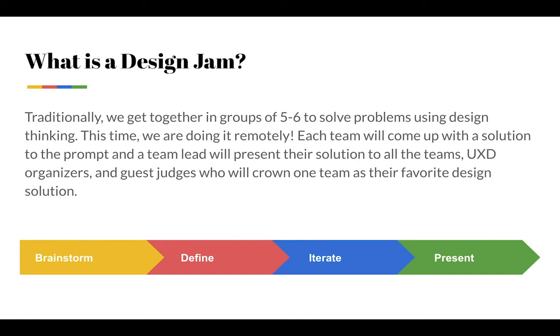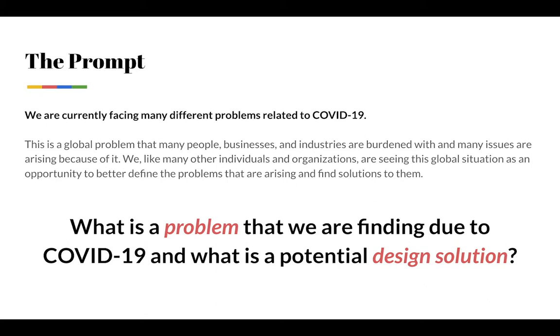But now that we're doing an online design jam, we're going to be doing it through 4 different sessions over the course of 4 weeks. For the prompt, we're focusing on coronavirus. So the idea is, as designers, scientists, and software engineers, we're going to come together and identify what is a problem that we're finding because of COVID-19 and the coronavirus, and what is a potential design solution to that problem. And we know that outside of a health standpoint, there are many people, businesses, and industries that are affected by this, and so we want to find solutions to alleviate some of those issues.